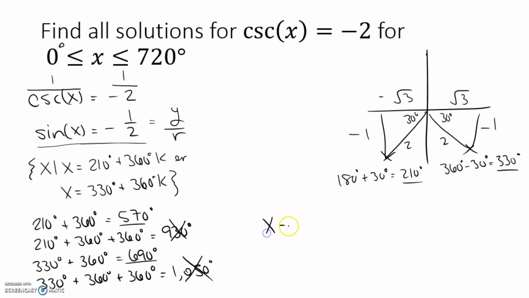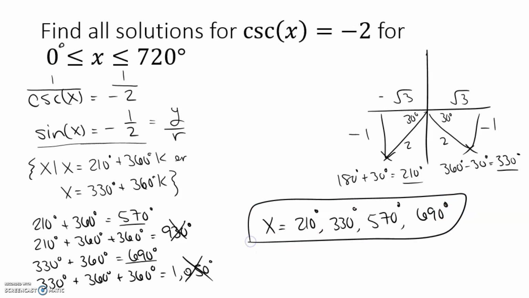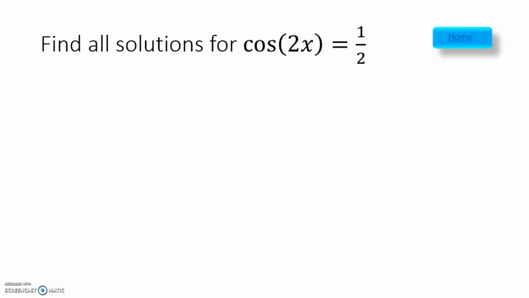So x equals 210 and 330 and 570 and 690. These are all the angles that will satisfy this equation within this interval. So far we've been looking at trig equations that have just an x right here, but let me show you what to do if the number right in front of x is anything other than 1.